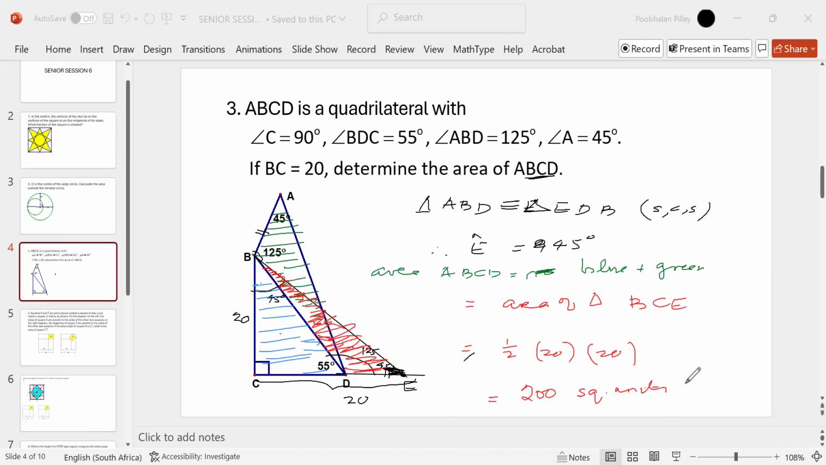If the units are not given, whenever you talk about area, you must say the final answer will be square something. And for volume, you'll say it's so many cubes. Okay, so this is a nice problem where you exploit the fact that 125 plus 55 is 180. So that allows you to extend this and say that this exterior angle will be 125. And then you notice that there are two triangles which are congruent here.